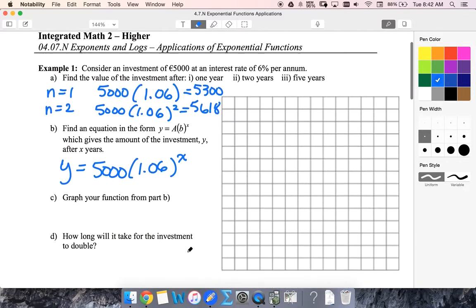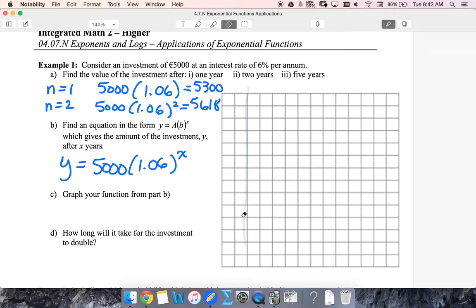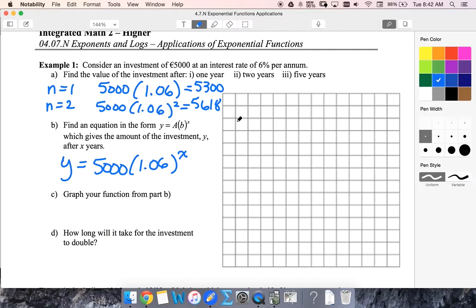So if I want to graph my function, I'm going to make a very tall y-axis. Of course, my investment, hopefully, is never going to be negative. Let's try to draw that. Sorry, it's not straight. I've got most of my space up here. I'm going to put a break in my line because my investment starts at 5,000. So when x is 0, I start at 5,000. And then after 1 year, I was at 5,300. So I want to figure out how I'm going to count. 2 years is 5618. 5 years was 6,000.